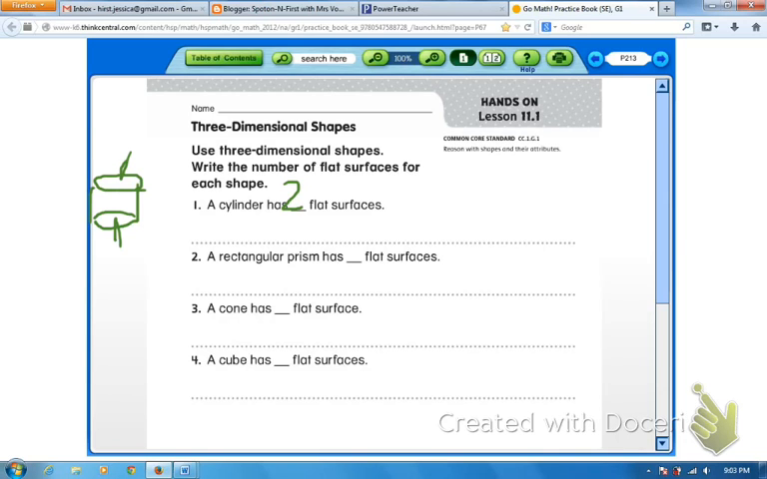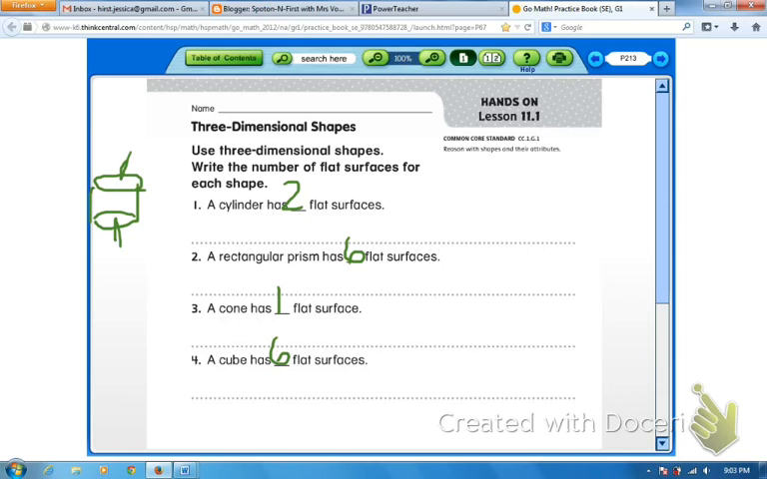Number two, a rectangular prism has how many flat surfaces? Once again, get out a cereal box. That would be a good example. And we know it has 6 flat surfaces. Number three, a cone has 1 flat surface. And a cube has 6 flat surfaces, just like the rectangular prism.